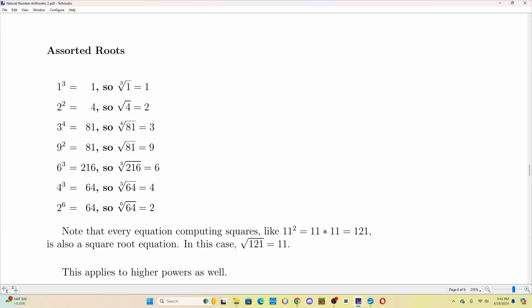This is a list of assorted roots. Note that 64, which equals 2 to the 6th, is also equal to 4 cubed and 8 squared. Similarly, 81 is equal to 9 squared and 3 to the 4th. Note that if you memorize a power equation, like 11 squared is equal to 121, then you are also memorizing a root equation. Root 121 is equal to 11.